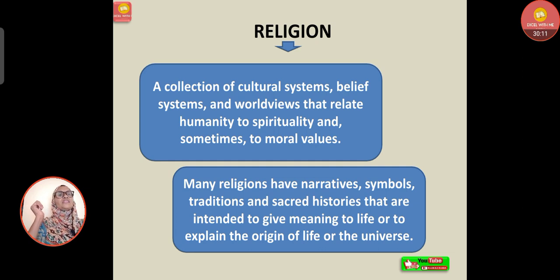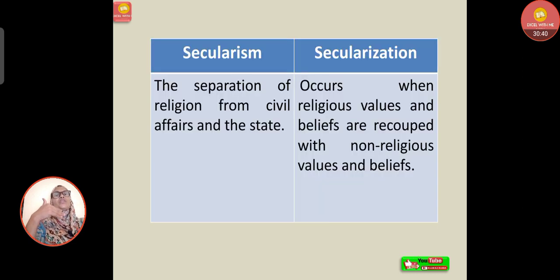Now let's understand in detail about religion. Now what is religion here? A collection of cultural systems, belief systems, and world views that relate humanity to spirituality and sometimes to moral values. Now many religions have narratives, symbols, traditions, and sacred histories that are intended to give meaning to life or to explain the origin of life or the universe.